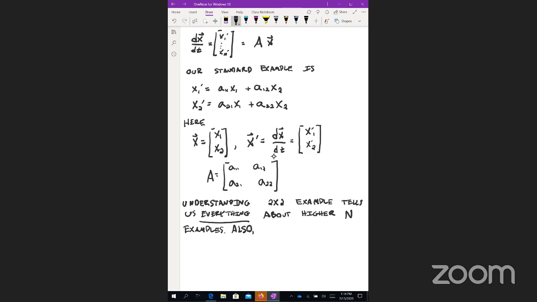Also, these systems tell us a lot about the equilibrium solutions to systems of nonlinear equations.